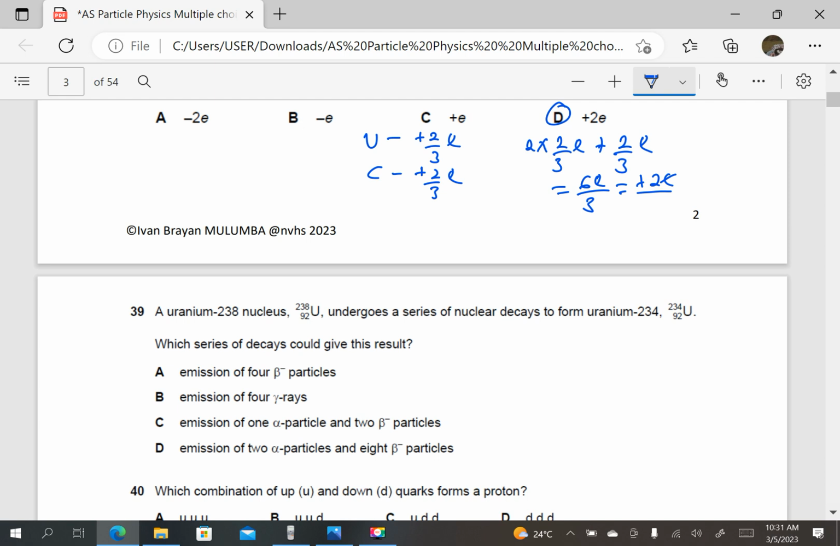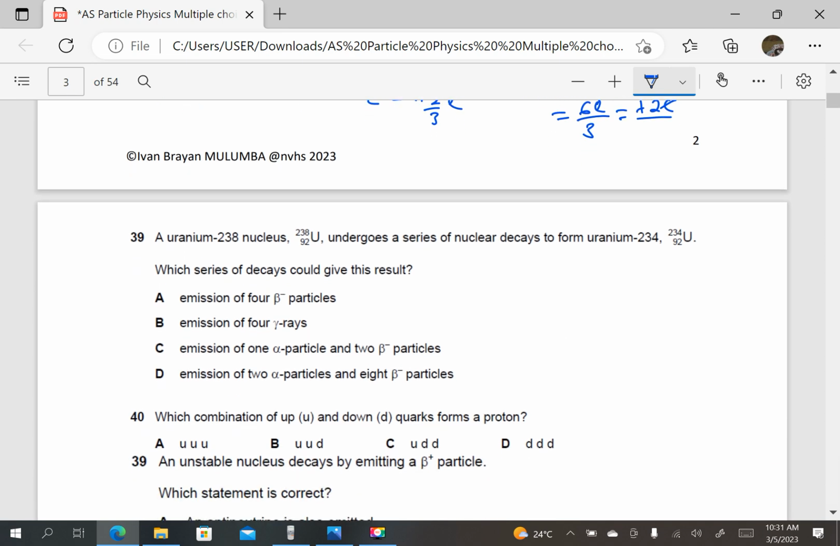A uranium-235 nucleus undergoes a series of nuclear decays to form uranium-234. Which series of decays could give this result? So we have uranium-238, 92. It is undergoing a series of decays to give uranium-234, 92.